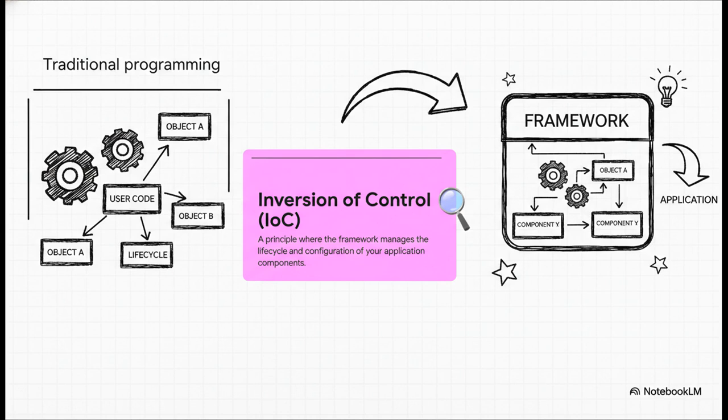Well, think about it like this. Normally, your code is the boss. It decides when to create an object, when to connect it to another object, when to get rid of it. Your code is making all the calls. IOC completely flips that on its head. You just tell the framework, hey, I'm going to need these pieces, and the framework takes over. It becomes the boss. It builds your components, manages them, and wires them together for you. The control is inverted. It goes from your code to the framework.